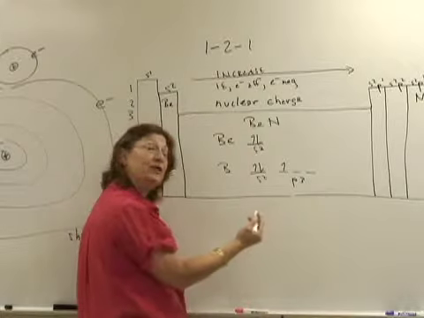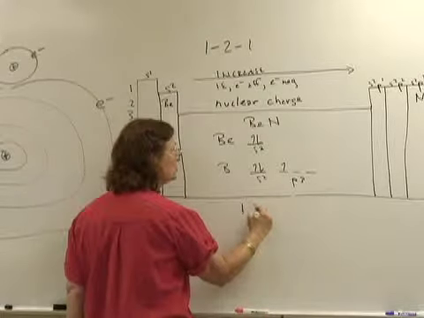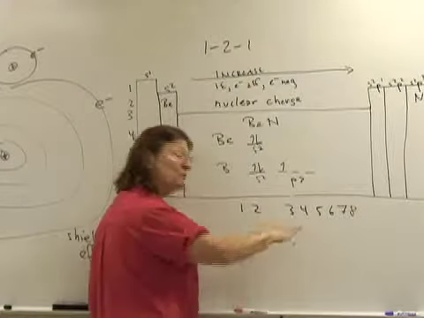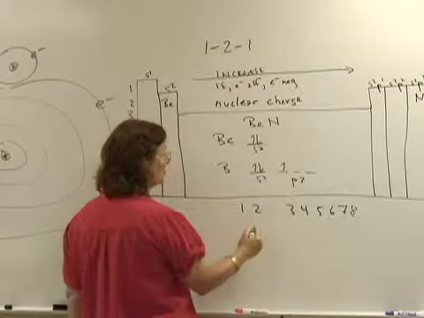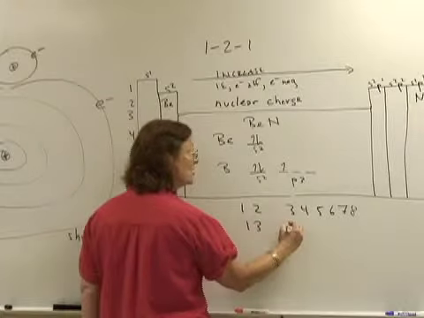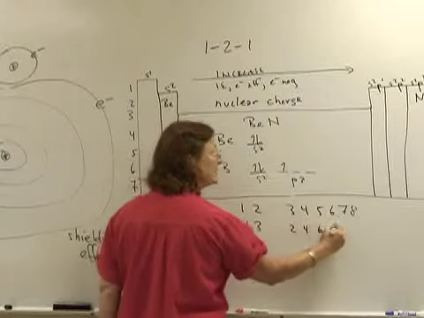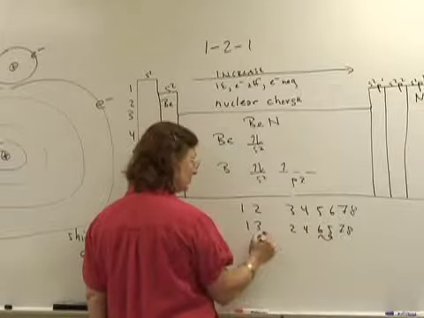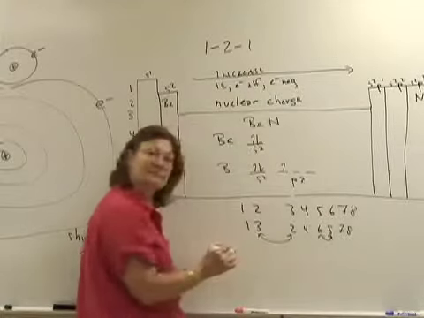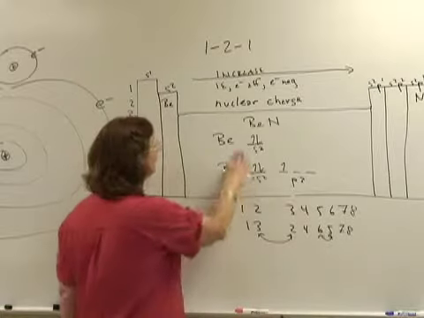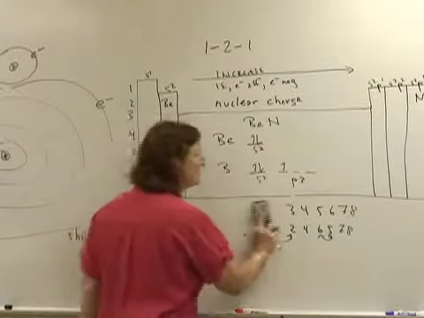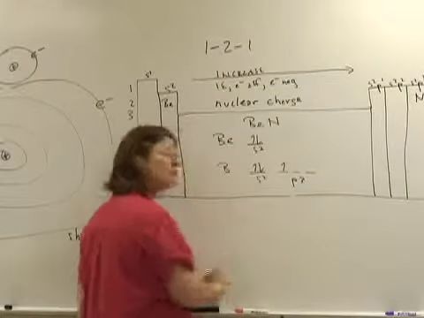And in general, when we look at it, we see that it goes 1, 2, 3, 4, 5, 6, 7, 8. That would be increasing. And we see that there are exceptions, 1, 3, 2, 4, 6, 5, 7, 8. And this is where the exceptions occur. And we discussed the first exception for beryllium.